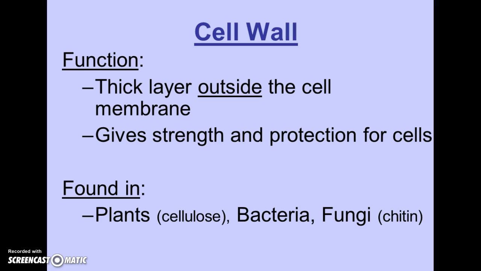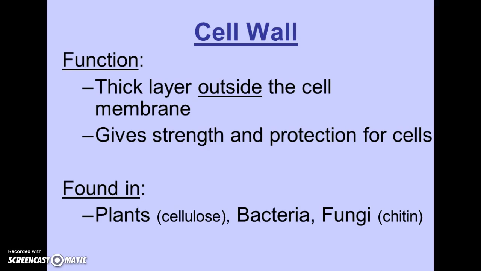The first cell part that we're going to cover is the cell wall. This is the outermost layer of a cell. Think of it as like a scaffolding around the cell. It has lots of pores and openings to allow things to sort of pass through. It's not preventing things from passing through, but it is giving a lot of strength and protection for cells, keeping them rigid, keeping them firm.